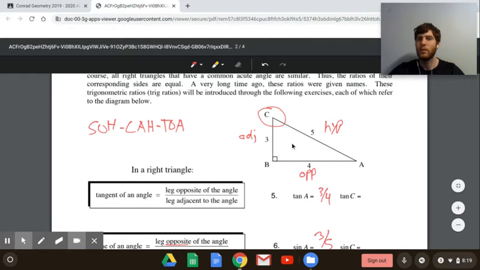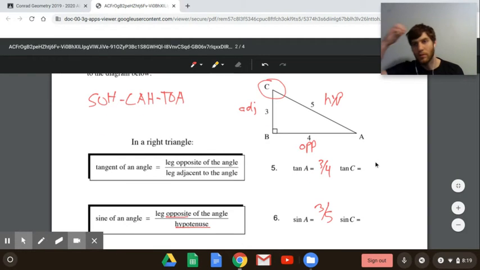Opposite is across from the angle in question. Adjacent is next to. So we basically swapped the opposite and adjacent when we went from angle A to angle C. So tangent is opposite over adjacent. So the opposite is now 4, and the adjacent is now 3, so that's going to be 4 over 3. Sine is opposite over hypotenuse, so opposite is now 4, hypotenuse is 5.